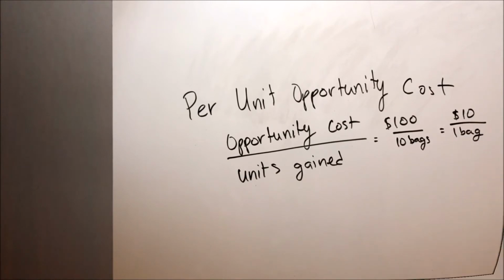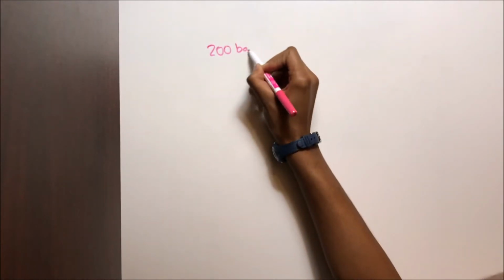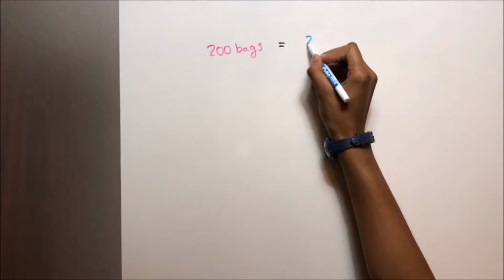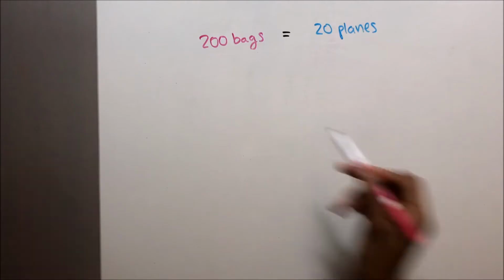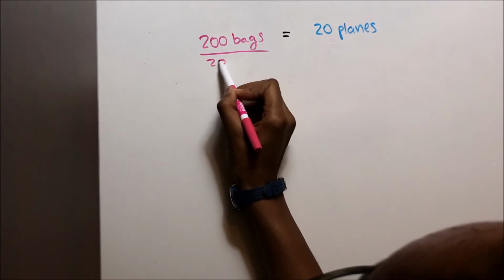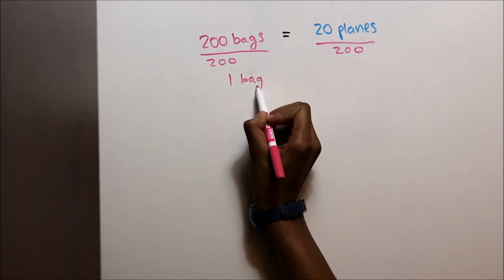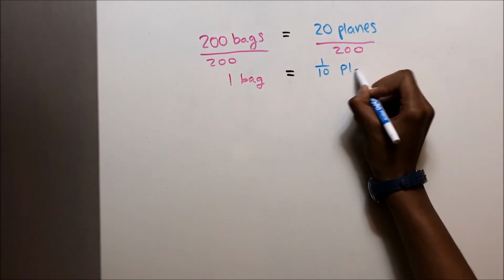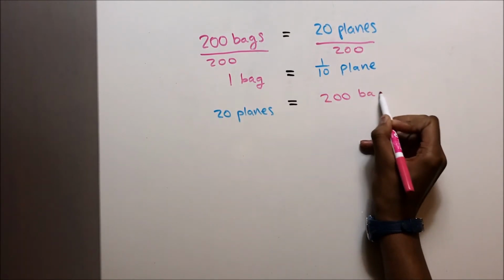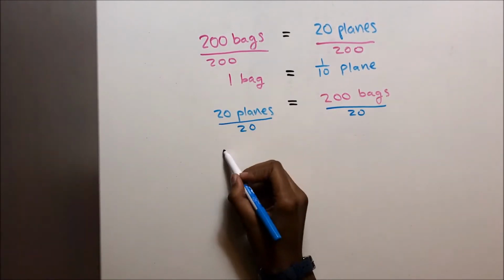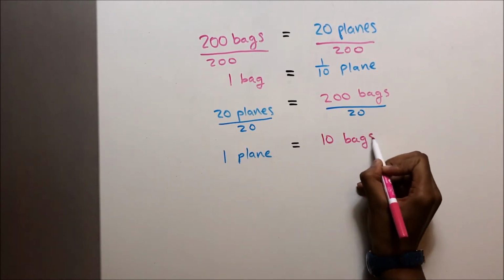Easy, right? Now let's take money out of the equation. What if, instead of producing 200 bags of coffee, Jamaica could have made 20 planes? Let's calculate Jamaica's per unit opportunity cost for each bag in terms of planes given up. Divide both sides by 200, which will give you one bag for every 1/10 of a plane. Now let's find Jamaica's per unit opportunity cost for each plane in terms of bags given up. Divide each side by 20, and that gives you one plane per 10 bags of coffee.